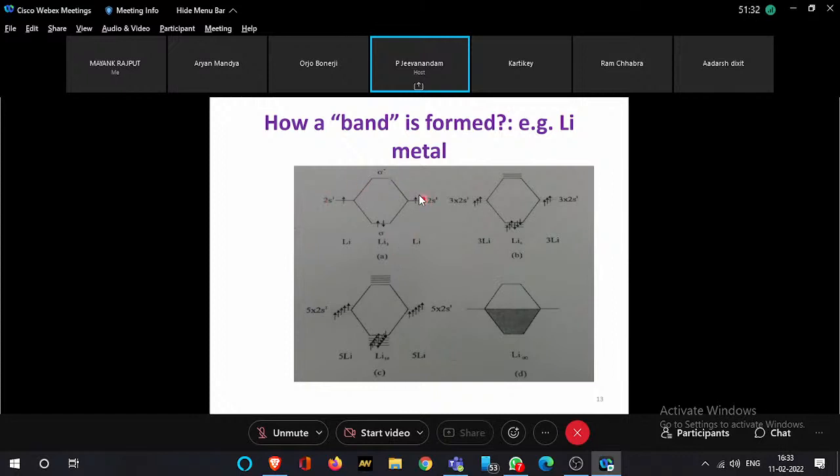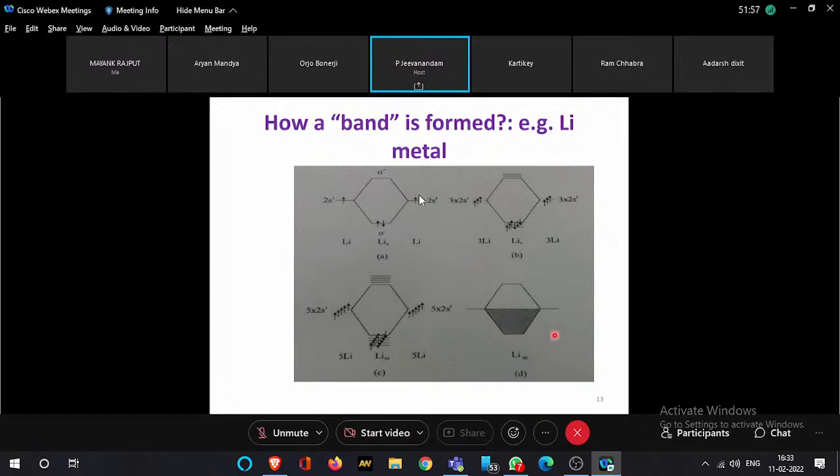They linearly combine to produce molecular orbitals. It is labeled as sigma and sigma star. But when you go to a large number of lithium atoms, you will keep on adding more and more electrons to the bonding orbital and the anti-bonding orbital. When the lithium atoms really become a huge number, let us say Avogadro number of atoms, you are going to have kind of a band.